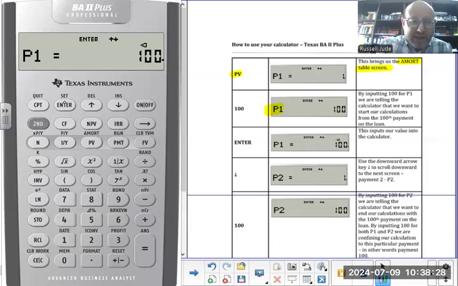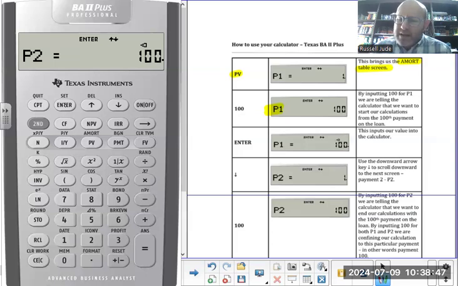Remember, we always use our arrow keys to arrow down. And the calculator asks you, what do you want your second payment to be? You want to start at payment 100, and I also want my payment to be 100. So we go 100, enter.